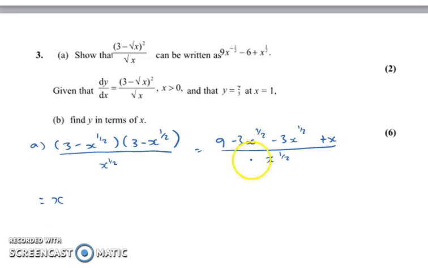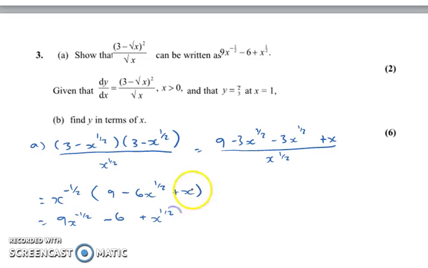Then we're going to bring up the x to the half in the numerator. So we've got x to the minus a half being multiplied by 9 minus 6, x to the half, add x, and this becomes 9x to the minus a half minus 6, minus a half add a half is 0, anything to the 0 is just 1, plus minus a half add 1 is x to the half. So we have found that this expression here can be written as 9x to the minus a half minus 6 add x to the half.